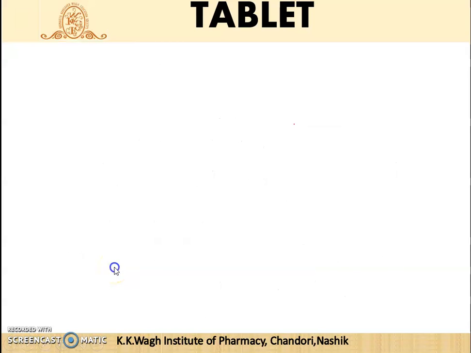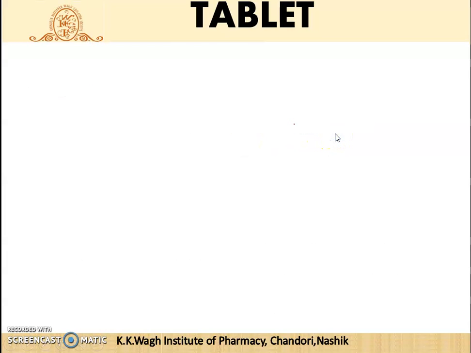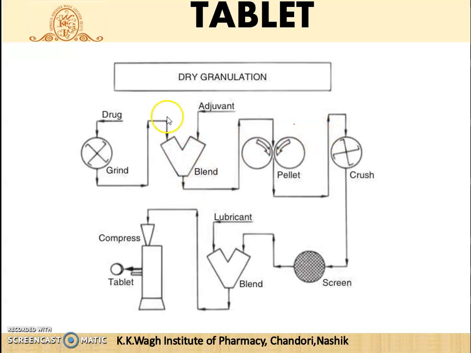Then we see dry granulation. In the dry granulation method, the powder mixture is compacted into large pieces, subsequently broken down or sized into granules, or sieved into granules. Okay. Then this one is the dry granulation chart.